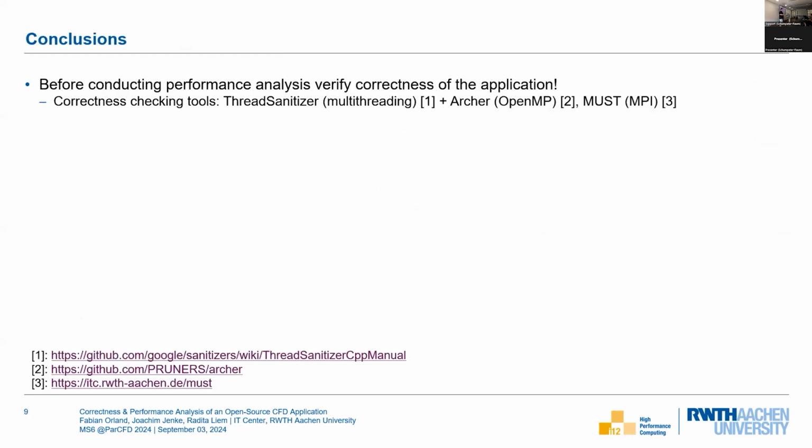So first of all, if you want to conduct performance analysis of any code, you should make sure that the code is indeed correct and computing the correct thing. And for that, you can use tools like ThreadSanitizer or tools that are developed by our group like Archer and MUST if you have an MPI code, for example.